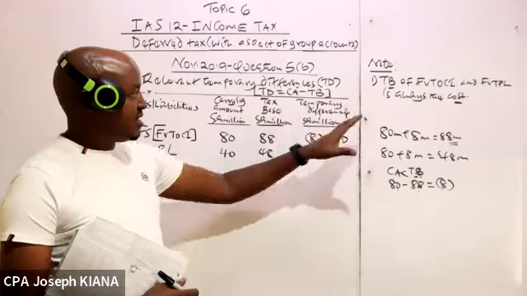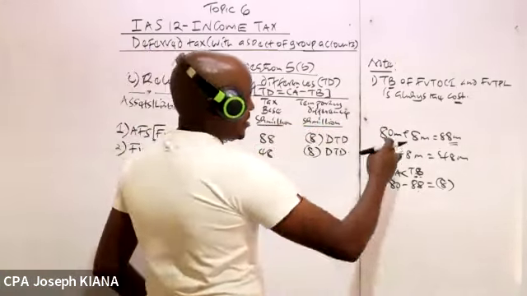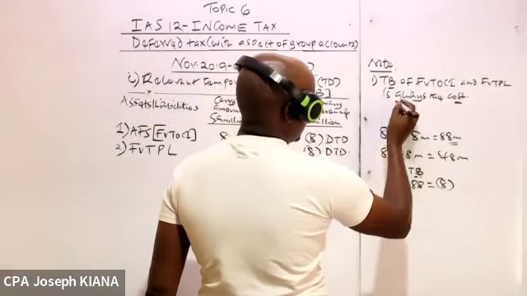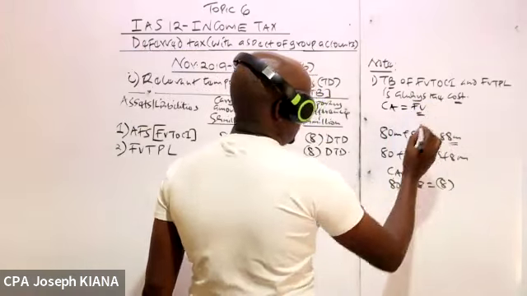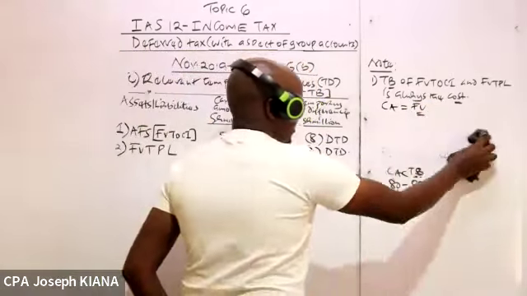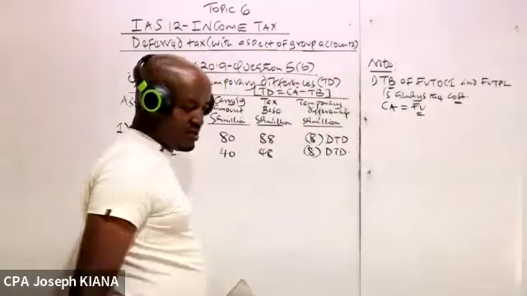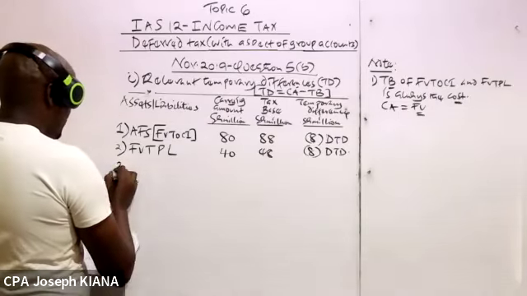So moving forward, this information is very important. The tax base of this financial asset is always equal to the cost, and the carrying amount is equal to the fair value. So let's move to point number 2. In point number 2, we are given something to do with the inventory.